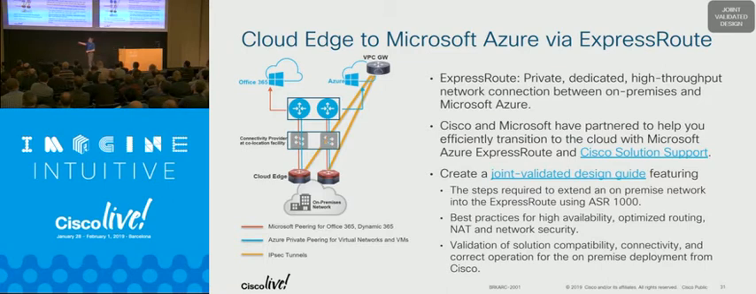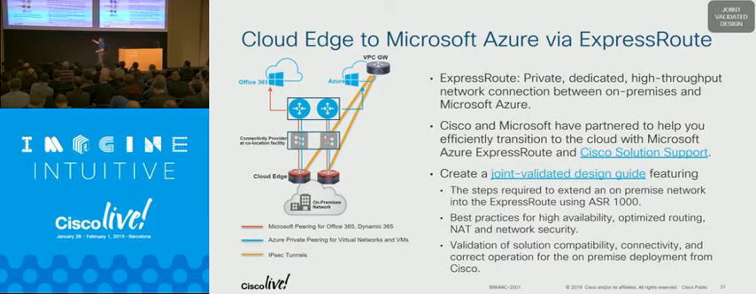ExpressRoute uses BGP as the layer 3 connection. Between your cloud edge, which is the ASR 1K, and the Microsoft cloud edge platforms, it will set up BGP sessions to exchange routes. That connection is set up by the connectivity providers, typically in a co-location facility like Equinix. There are a lot of providers in Europe, like BT and Orange, that also set up those ExpressRoute connections for you.